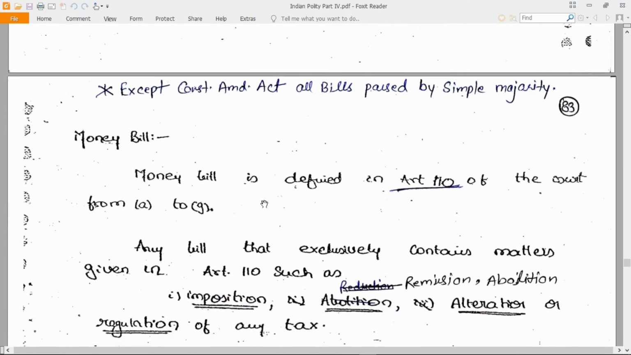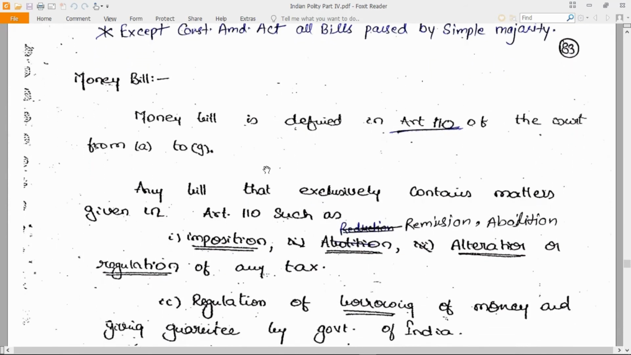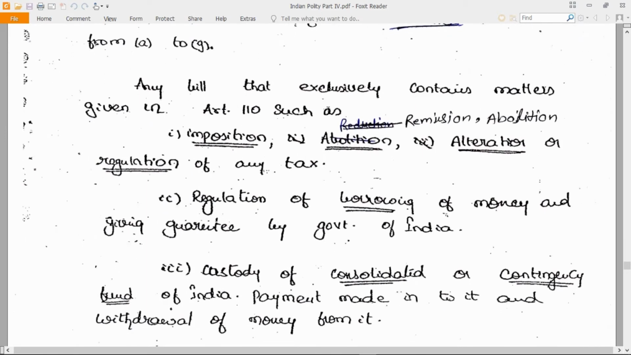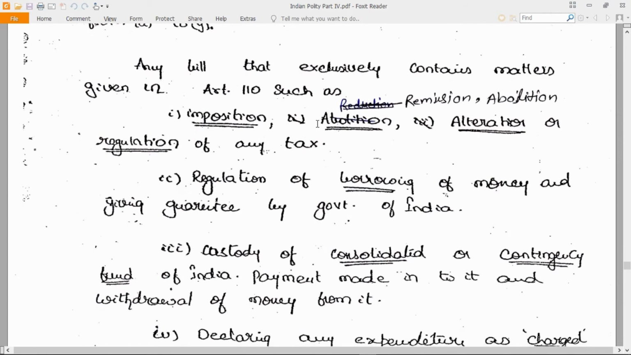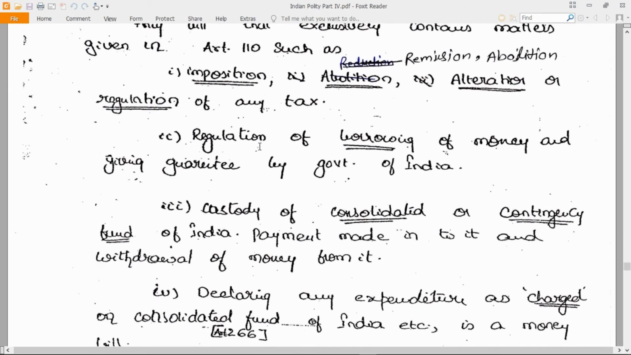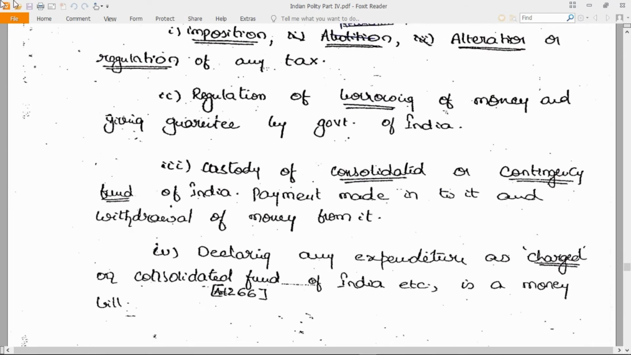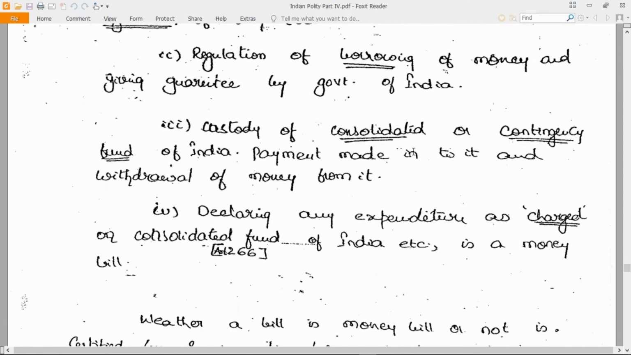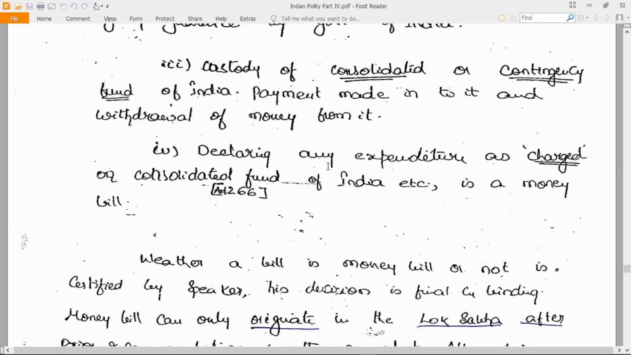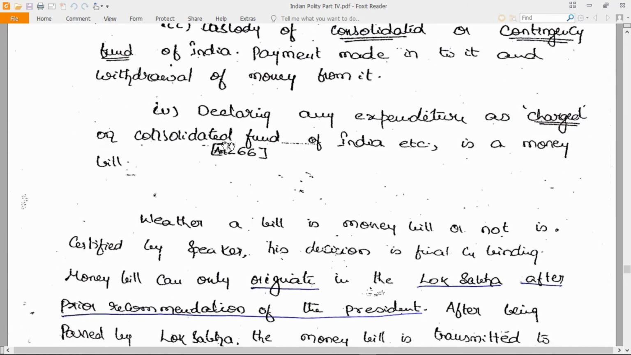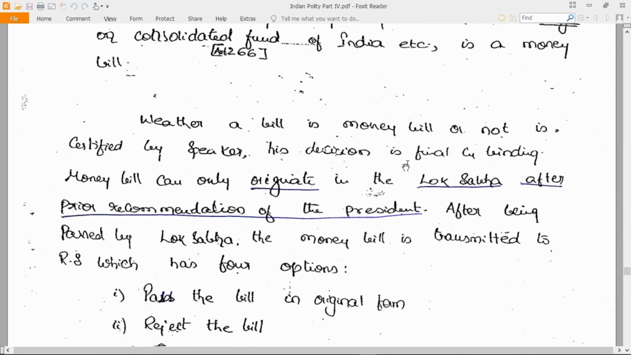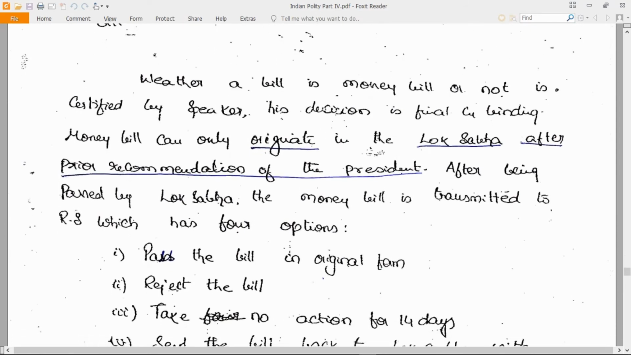Now, what is a money bill? A money bill is defined in Article 110, clauses A to G. Any bill that exclusively contains matters given in Article 110, such as imposition, remission, abolition, alteration or regulation of any tax, regulation of borrowing of money and giving of guarantee by the Government of India, custody of the Consolidated or Contingency Fund of India, payment made to it and withdrawal of money from it, declaring any expenditure as charged on the Consolidated Fund of India, etc., is a money bill. Whether a bill is a money bill or not is certified by the Speaker. His decision is final and binding.